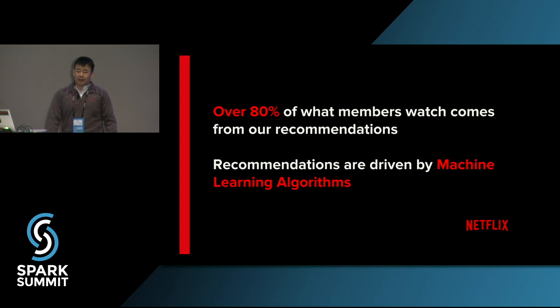Over 80% of the watching traffic at Netflix comes from our recommendation system, and our recommendation system is driven by machine learning algorithms. We don't manually put in, oh, these are the types of content you're probably going to watch. We learn from your past behavior and try to predict what you want to watch next. And that's how we can scale it to more users.